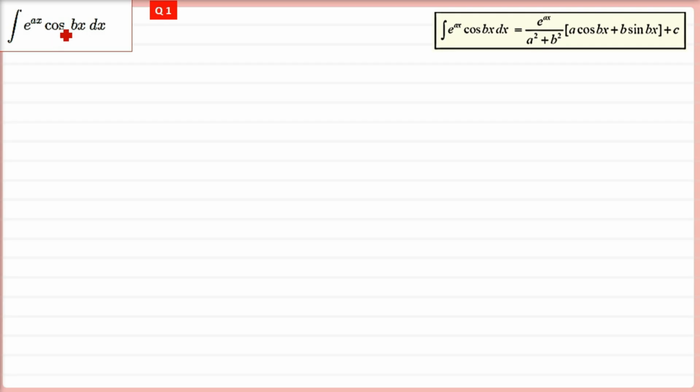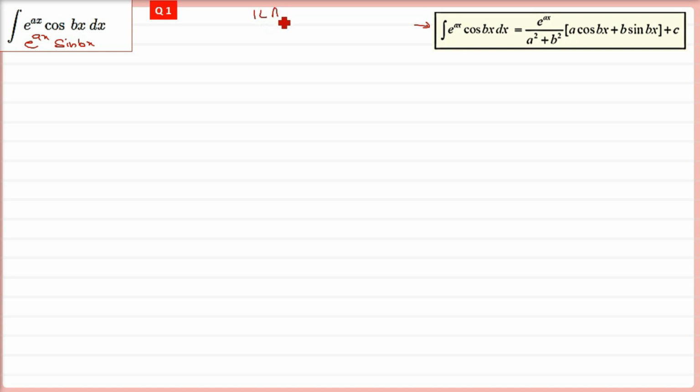Now the second one, which is actually the first question. This is also a formula which will be used immensely in this exercise. So e raise ax cos bx is equal to what you see on the right, and I am going to prove it just now. We have already proved e raise ax sin bx. Now we are dealing with e raise ax cos bx.